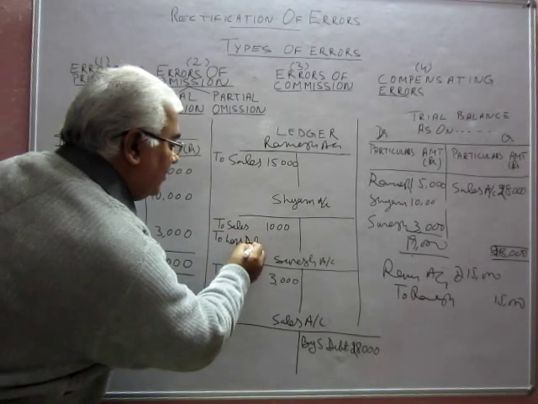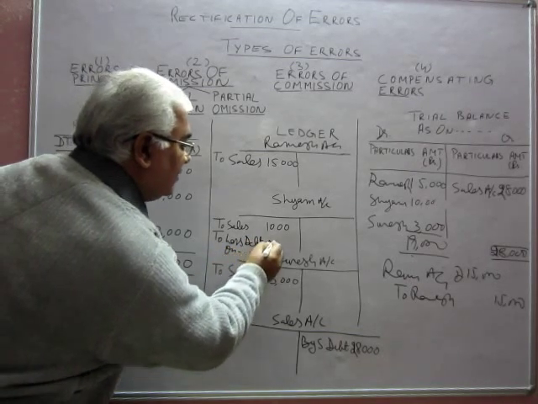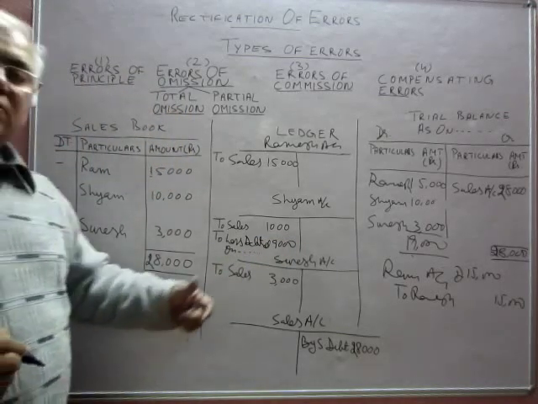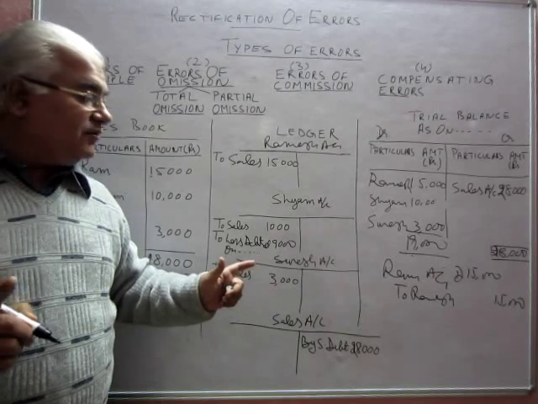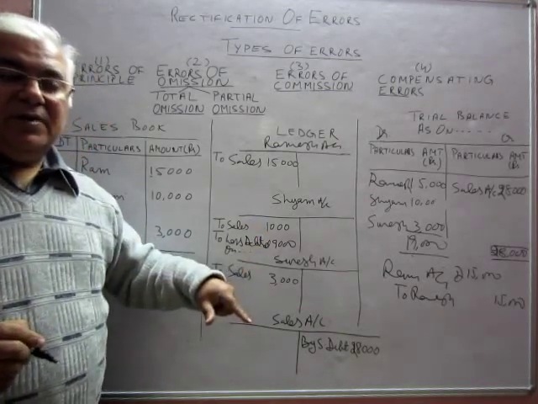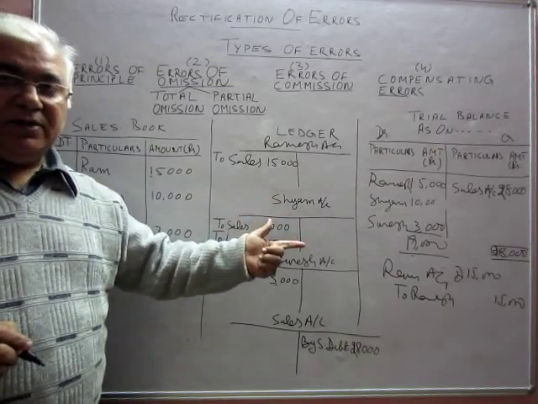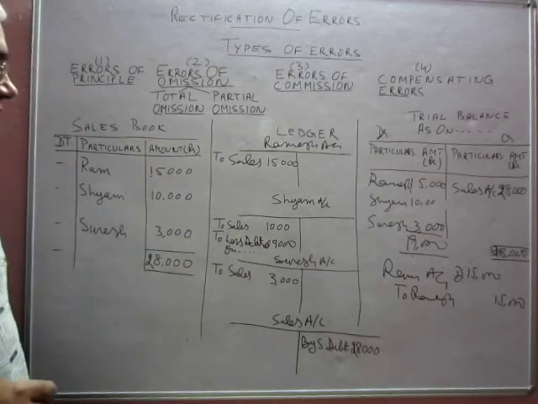Less debited on this and this date, and put 9,000 here, and the other is through suspense account. Actually, the entry in that case will be Shyam account debited to suspense account. But as I told you earlier, we will deal with this thing later in this chapter. Okay? This is one way of doing it.